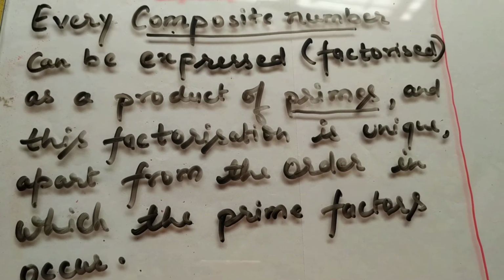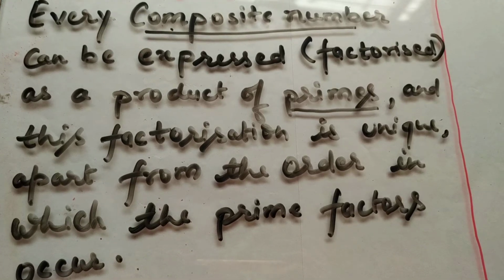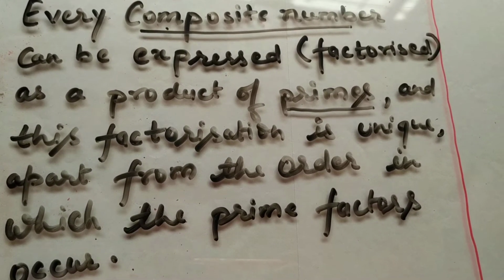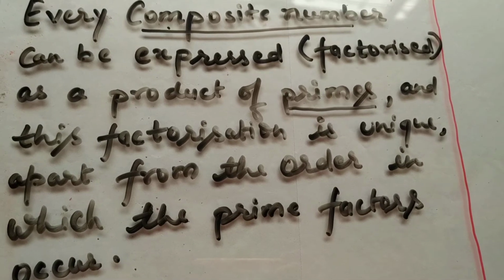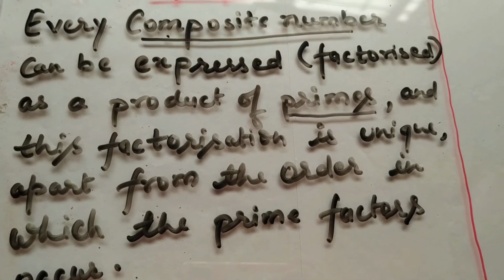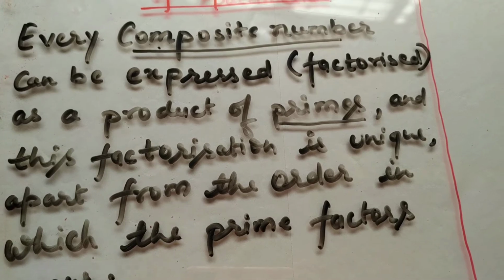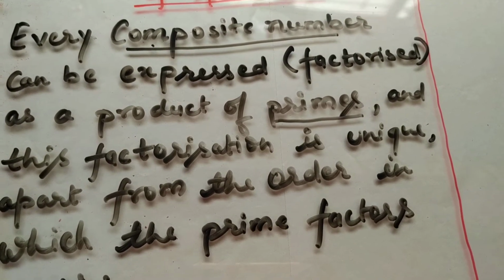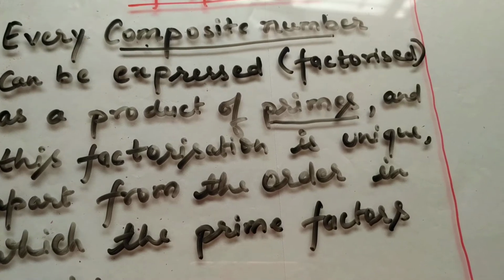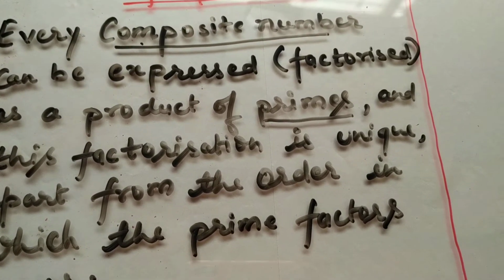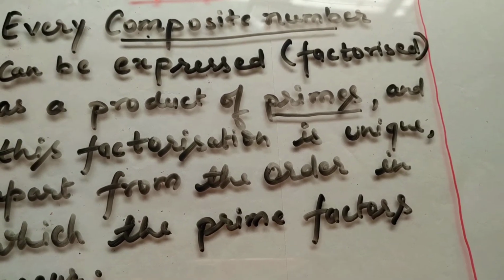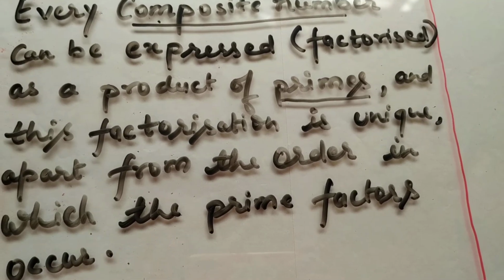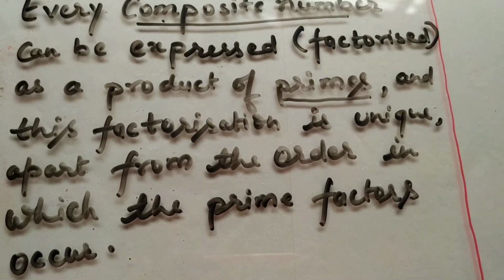Now back to the theorem. In the theorem, every composite number can be expressed as a product of primes. That means we can write every composite number in the form of prime numbers, and that type of representation is unique. That representation is unique because whenever we change the order, it doesn't matter.